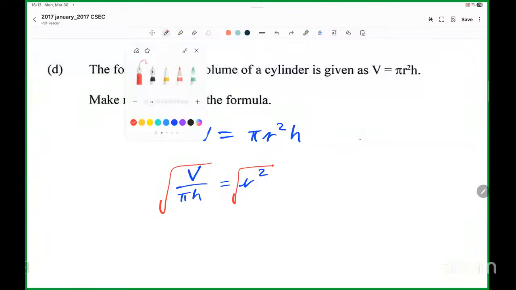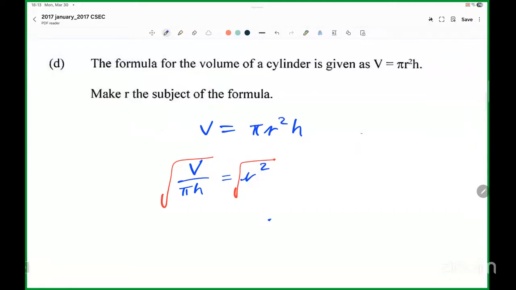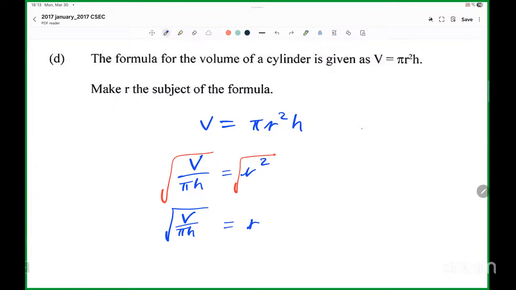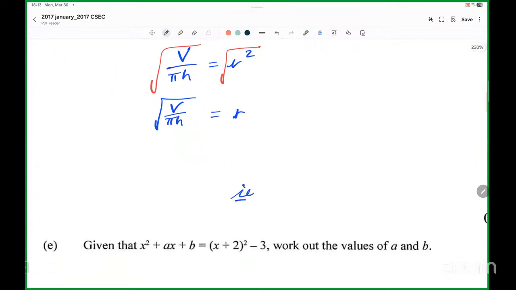Right? So you're going to end up having r by itself now equal to the square root of b over pi h. But of course, they say make r the subject, so you want to put it on the left side. So we're going to write, i.e., that's it. The r is equal to the square root of b over pi times h. And that is it. Very good?